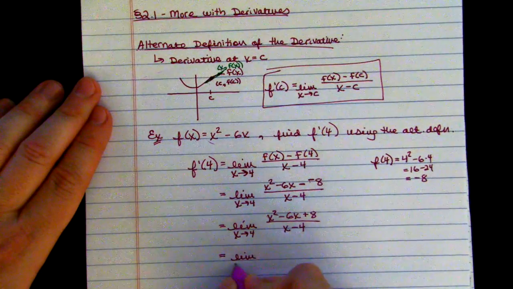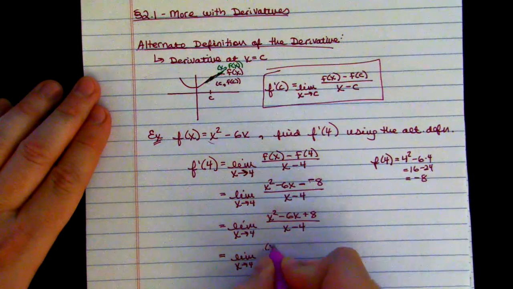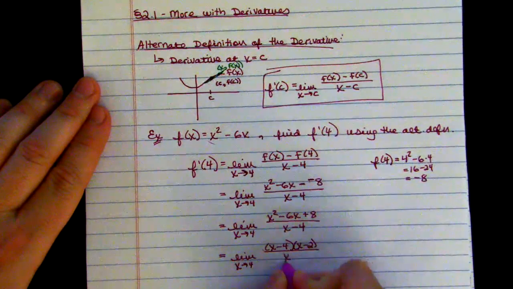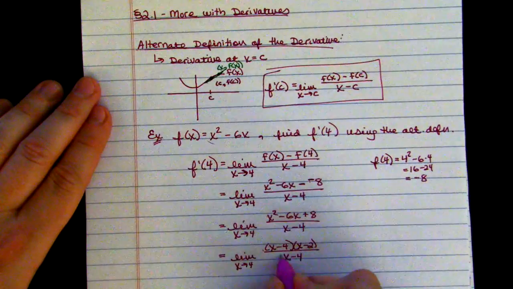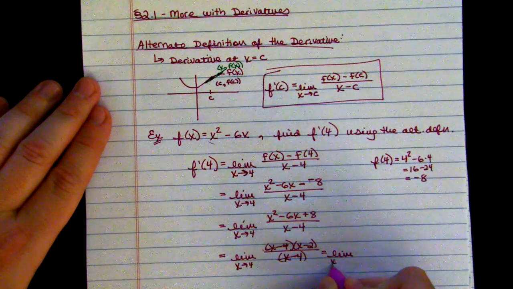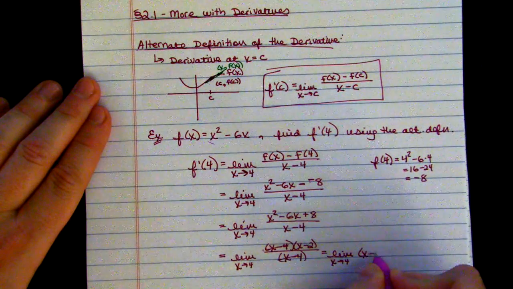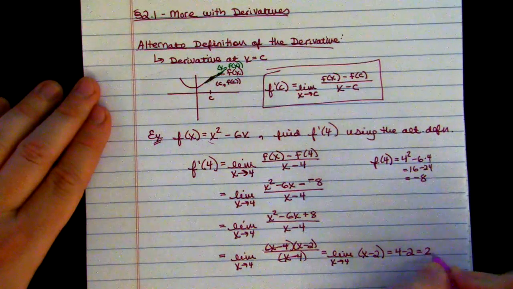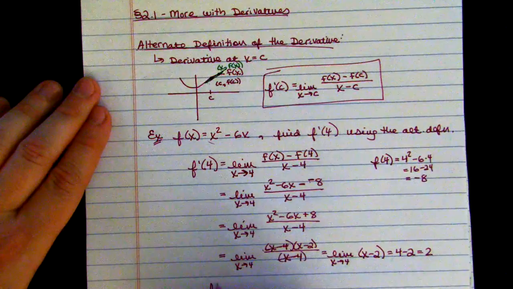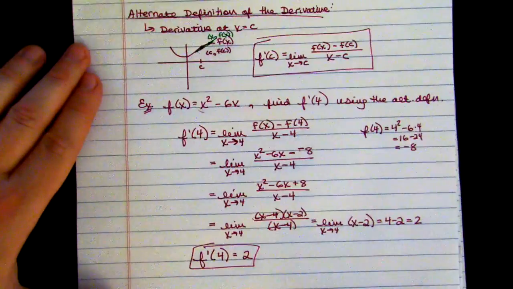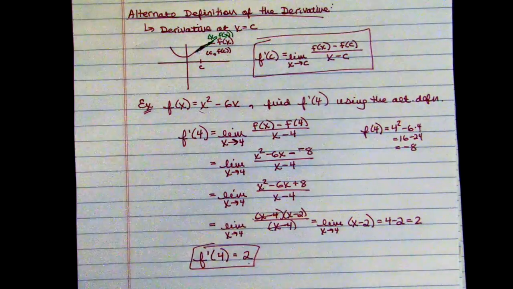This is going to be the limit as x approaches 4 of x minus 4 times x minus 2 over x minus 4. Really nice. Those x minus 4s are going to cancel. We're going to get the limit as x approaches 4 of x minus 2. 4 minus 2, you're getting 2. Which means f prime of 4 is going to be 2. The slope of this particular parabola at x equals 4 is 2.